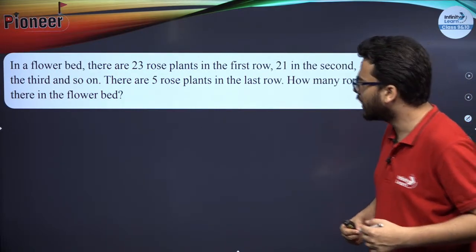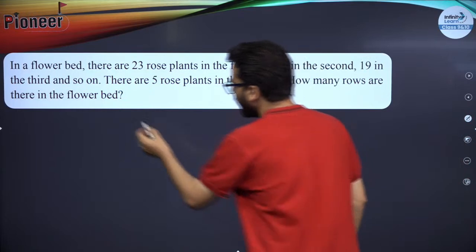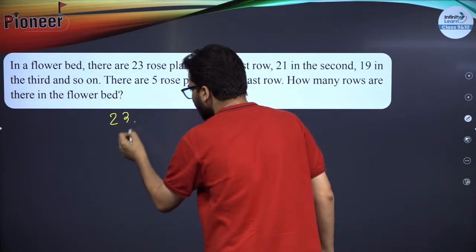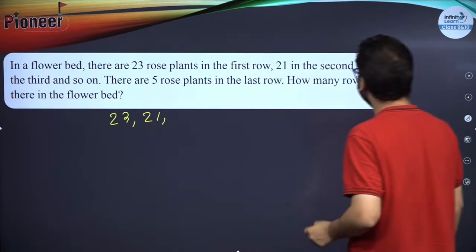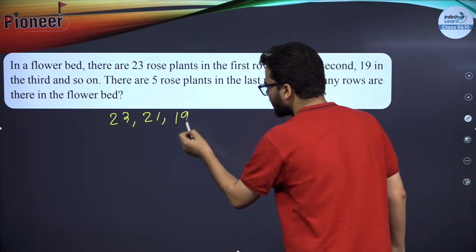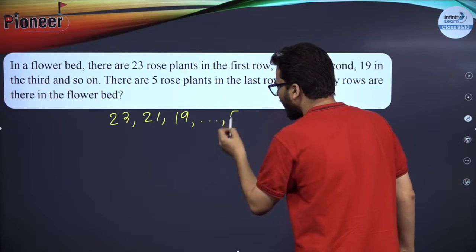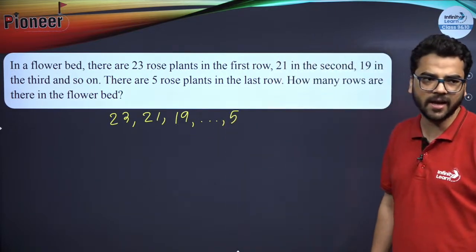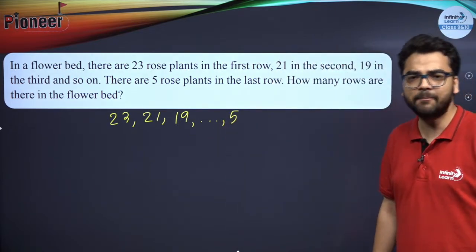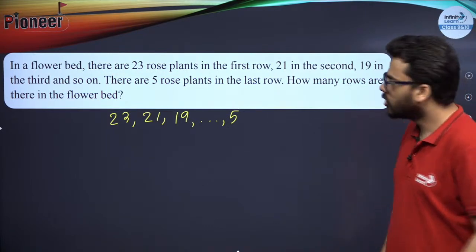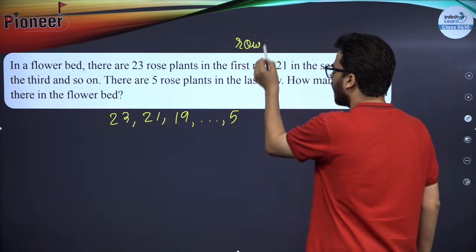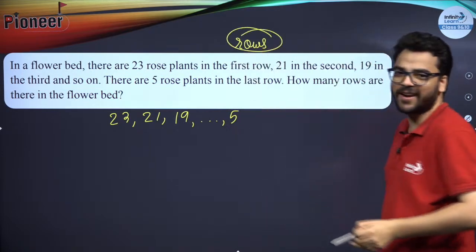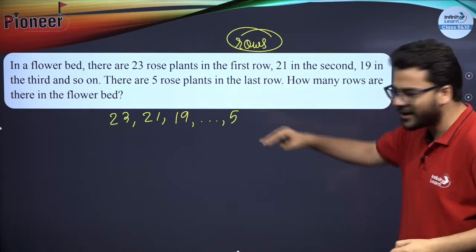So you see, in the first row, 23 rose plants are there. In the second row, how many rose plants? 21 rose plants are there. In the third row, 19 rose plants are there, and so on. And in the last row, 5 rose plants are there. Correct? And we have to find the number of rows, not roses. We have to find the number of rows. Rows, we have to find, right? So basically we have to find the value of n.